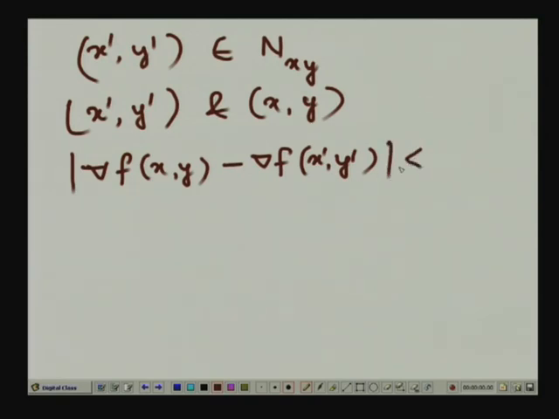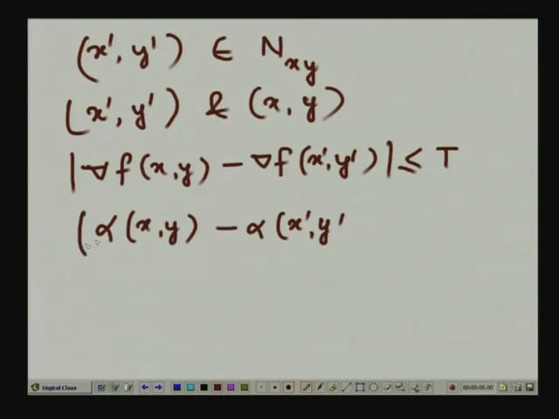That means the difference should be less than or equal to some non-negative threshold T. And we also said that the directions should also be similar. That means alpha x, y minus alpha x dash, y dash should be less than some angle threshold A. So, whenever we have a point x dash, y dash which is in some neighborhood of x, y and the points are similar, that means they have similar gradient magnitude value and similar angle for the edge orientation, we say that these two points are similar and those points will be linked together. Such an operation has to be done for each and every other point in the edge detected image to give us some meaningful edge description.